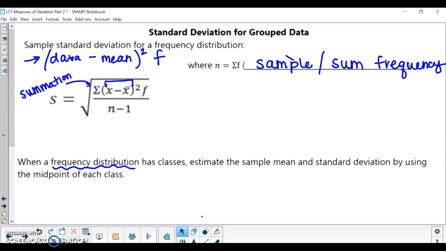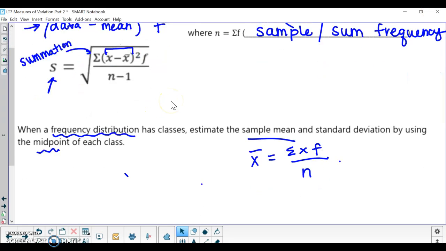Okay. First we have to estimate the sample mean. Remember, that's also in our formula sheet. We did that last learning target where we sum up the data value times its frequency and divide by sample size. And then that standard deviation formula is what we were talking about. To find the midpoint of each class, you average the upper and lower limit. So upper limit plus lower limit divided by 2.